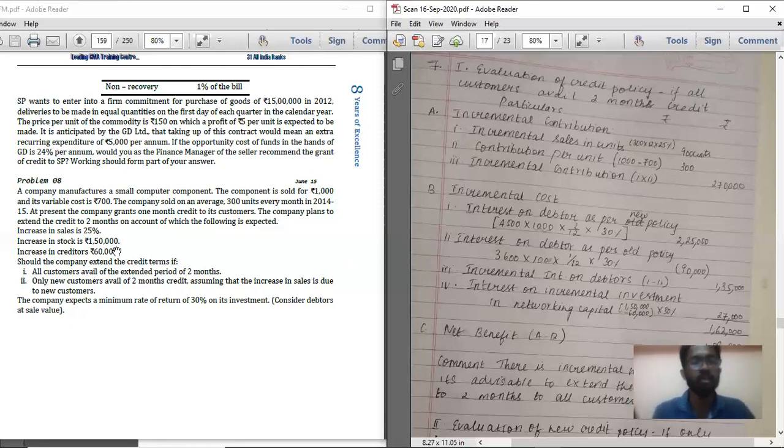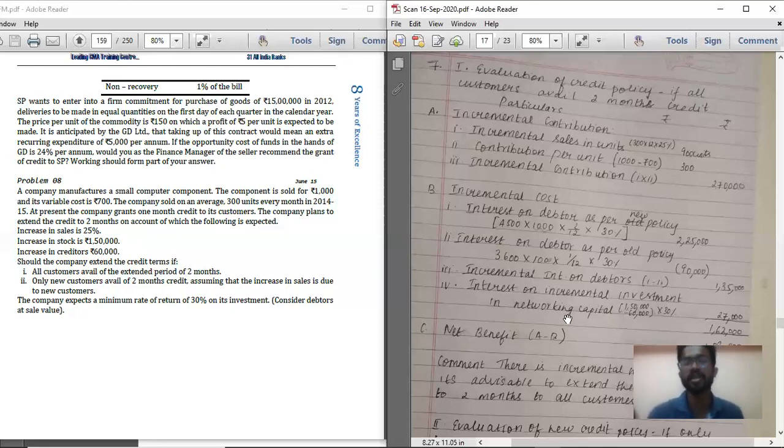When these both are incremental, the net working capital is also incremental. So interest on incremental investment in net working capital. You are investing 90,000 extra in incremental capital. So open a bracket 1,50,000, minus 60,000, that is 90,000 into 30%.